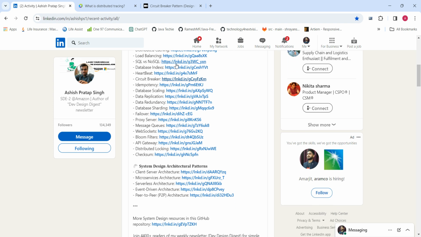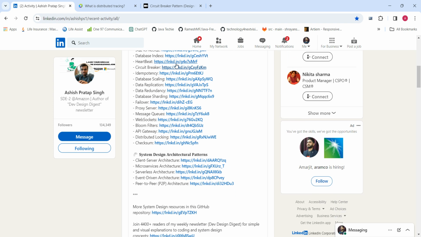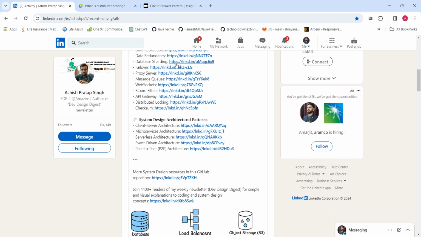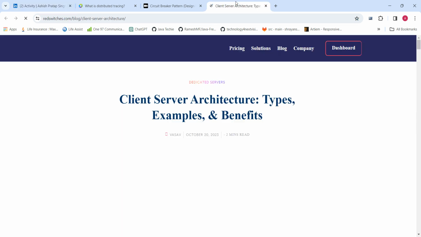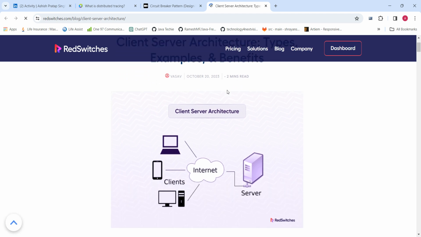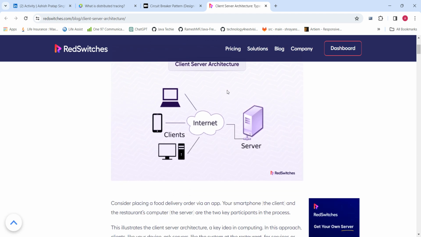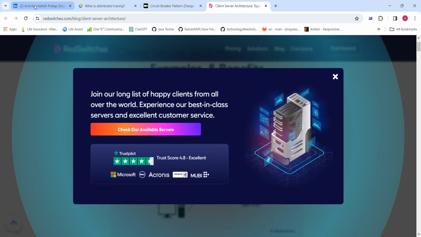Coming to the next, we have some architecture patterns. While we design a system, high level or low level, there are patterns which need to be followed. These are architecture patterns like client-server architecture, microservices-based architecture, serverless architecture, event-driven architecture, and P2P, peer-to-peer architecture. If you open this client-server architecture, what is that and how we will create it, this is the overview. Just open and view this client-server.